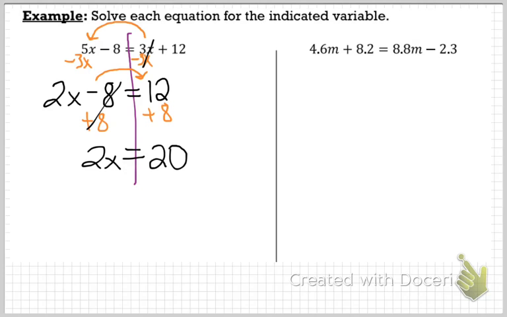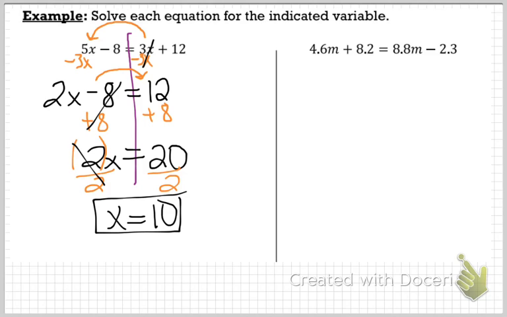The very last step is always, or 90% of the time, going to be divide. So these two, remember I said they were multiplying. So to get rid of multiplication, we need to divide. So divide by 2, divide by 2, and we get that x is 10. And that is our solution.